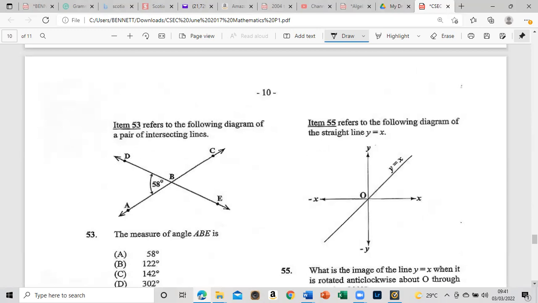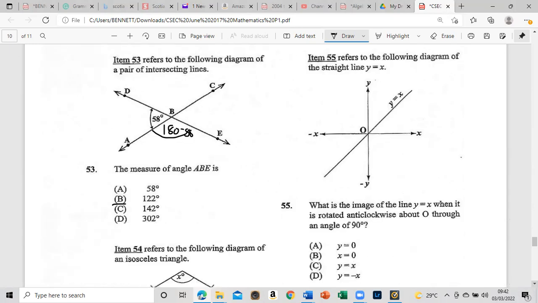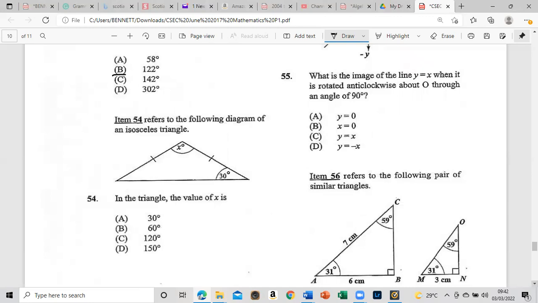Alright, 53. The measure of the angle ABE. So ABE, which is this angle right here. So that would be 180 minus the 58. So that's 122. I notice the last part of the paper does not have a lot of workout, right? Just general knowledge. So work through your paper very fast.